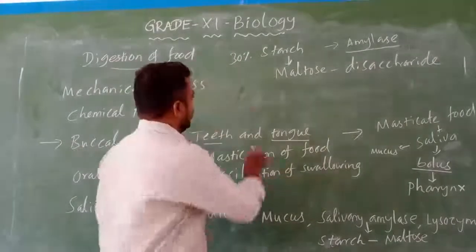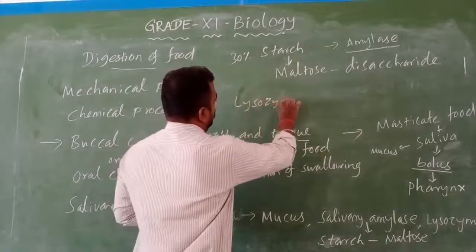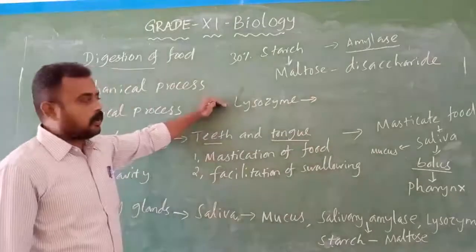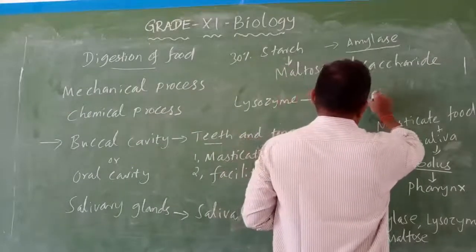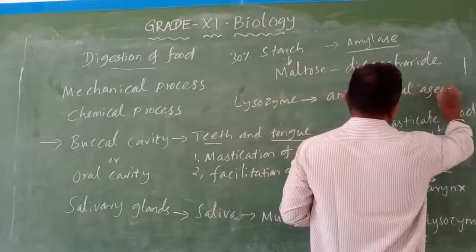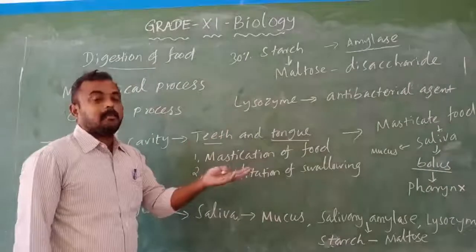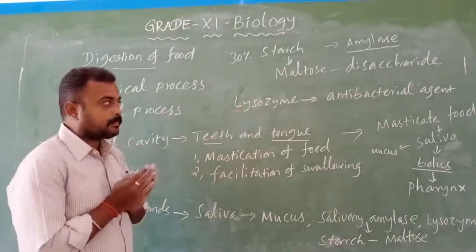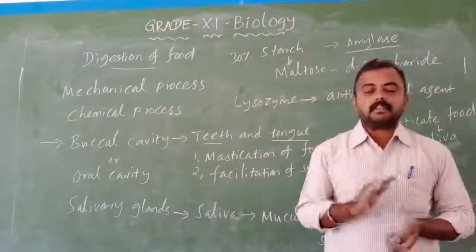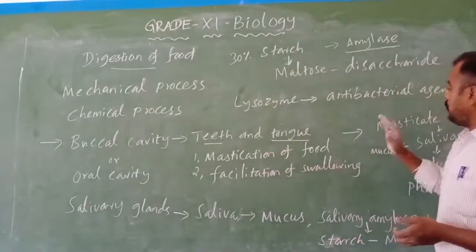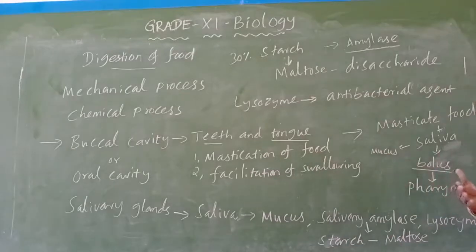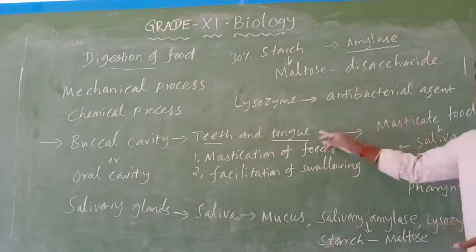The next one, lysozyme. The function of lysozyme is to act as an antibacterial agent, which will kill the bacteria. So in the buccal cavity we have teeth and tongue, and two functions: mastication and facilitation of swallowing. Teeth and tongue grind the food. Then the food mixed with the mucus is called bolus. Then the bolus enters into the pharynx with the help of the tongue.